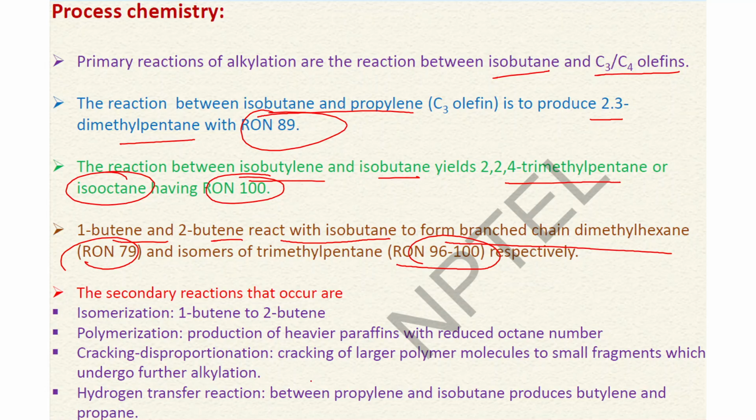Some other secondary reactions are also there in this alkylation procedure. The secondary reactions are isomerization of 1-butene and 2-butene, then the polymerization reaction, which produces heavier paraffins with reduced octane number. This is not a desirable reaction. Then cracking, disproportionation: cracking of larger polymer molecules to smaller fractions, which is a complex reaction. Firstly, cracking of the polymerization products to smaller fragments takes place. Further, the smaller fragments join and react together to form alkylates. Then there is the hydrogen transfer reaction between propylene and isobutane, which produces butylene and propane.